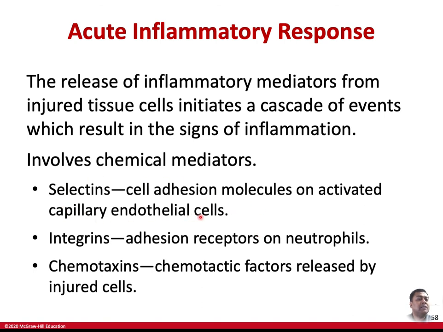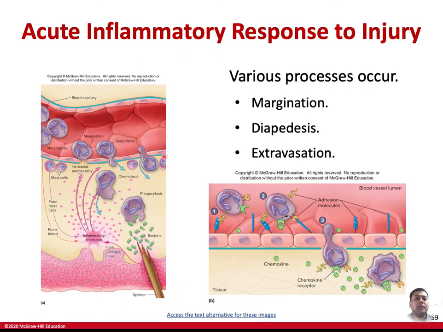And what is the reason for that? We're going to talk about that. The chemotaxins, on the other hand, are the chemotactic factors which are released by the injured cells. And we're going to see how they will attract the neutrophils and other cells to the tissue injury site. So let's take a look at what is happening in this process of acute inflammatory response in the injury.